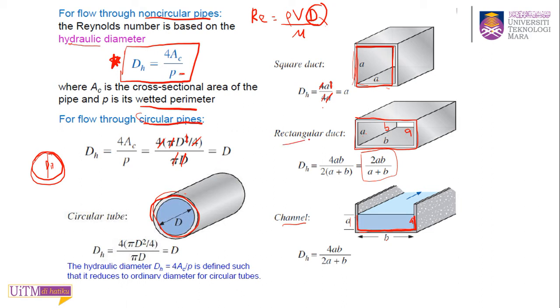You have rectangular duct, you have channel, and you have square duct. So you need to know how to find the hydraulic diameter by using this equation. It's just easy. Hydraulic diameter equals 4 times the cross-sectional area of the pipe divided by the wetted perimeter. And for circular, DH will equal D, the diameter.